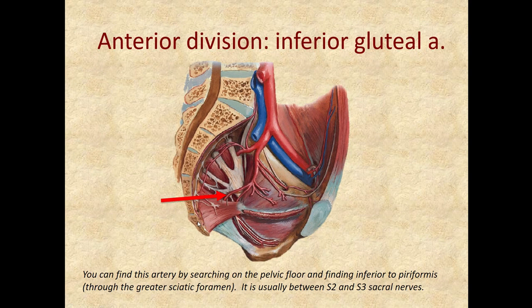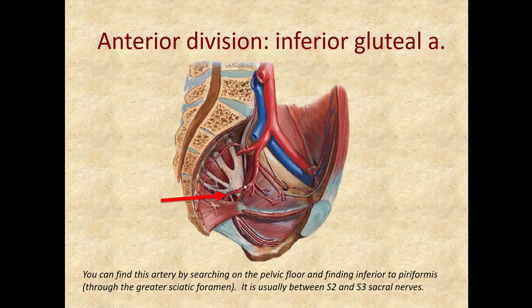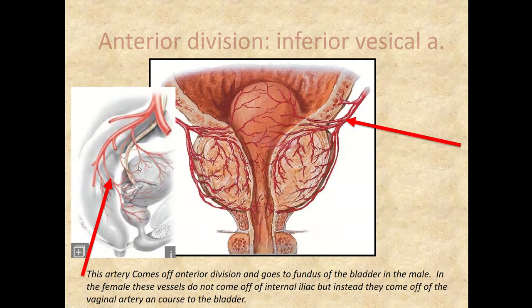The inferior gluteal artery is another branch of the anterior division. And instead of coursing more anteriorly, it's going to move posterolaterally, and it's going to go through the greater sciatic foramen, but inferior to the piriformis muscle. So you can see the superior gluteal artery actually goes through the foramen superior to the piriformis muscle. The inferior gluteal artery goes through the foramen inferior to the piriformis muscle. And so it's going to bring blood to the gluteal region.